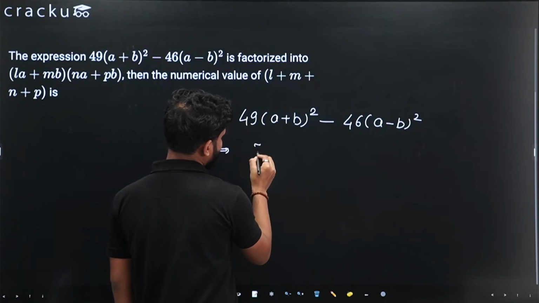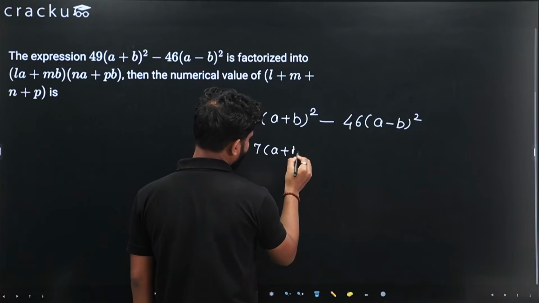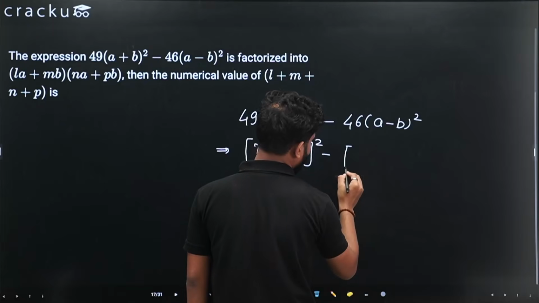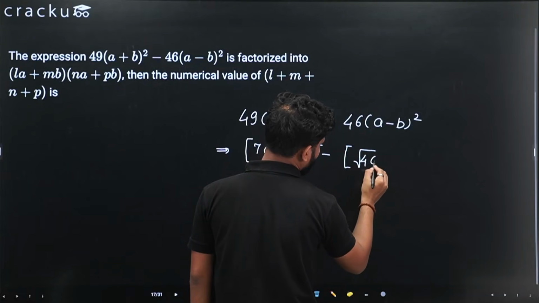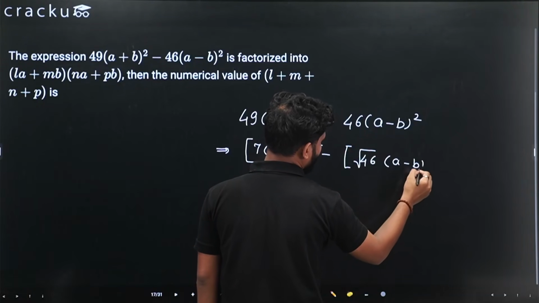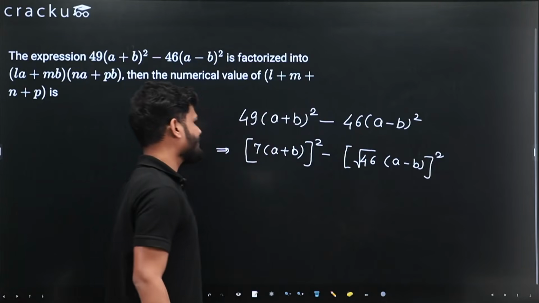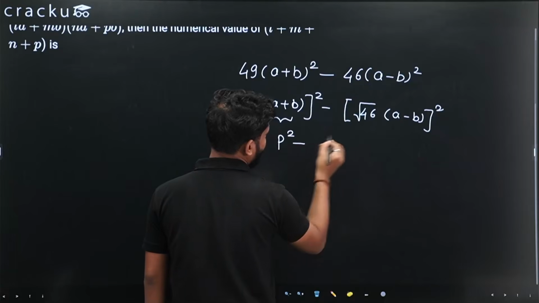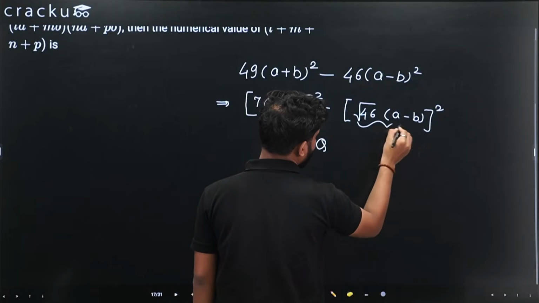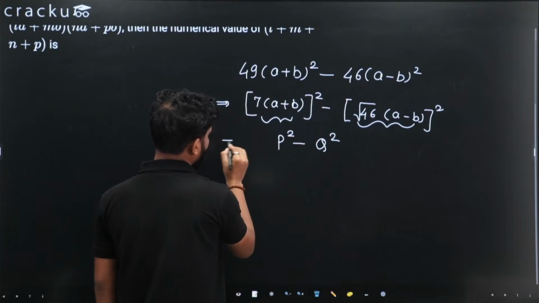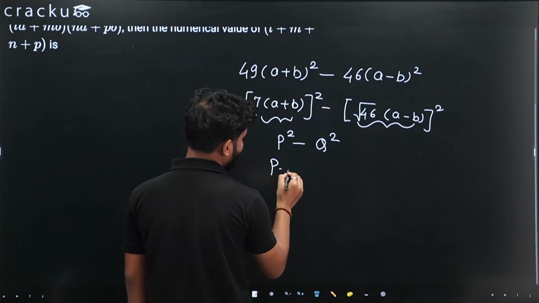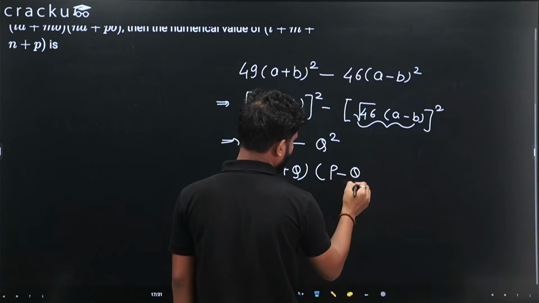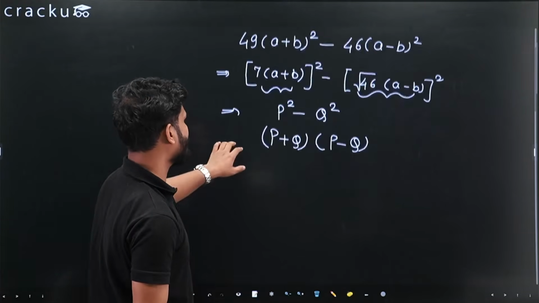Can I write this as 7 into (A + B) whole square? I can write this, and this one I can write under root 46 into (A − B) whole square, right? So let us assume this value is P. So this is P square, minus this value is Q. So inside value is Q, so Q square. What is P square minus Q square? It is (P + Q) into (P − Q). Correct? So let us find P plus Q first.